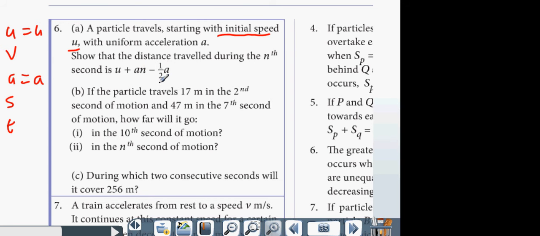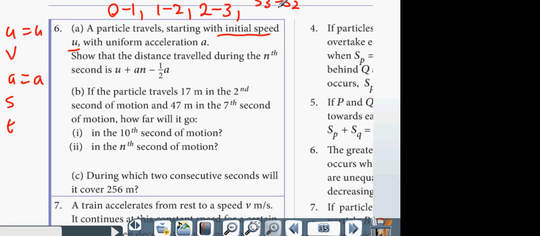Now, if I was to ask you a question, I want to figure out from 2 to 3 seconds. Do you understand? 0 to 1 is the first second, 1 to 2 is the second second, and 2 to 3 is the third second, right? If I want to figure out how much distance is traveled in the third second, I have to say S3 minus S2, where S3 stands for the total distance traveled after 3 seconds, minus the total distance traveled after 2 seconds. So it just leaves the extra second you're traveling, yeah?